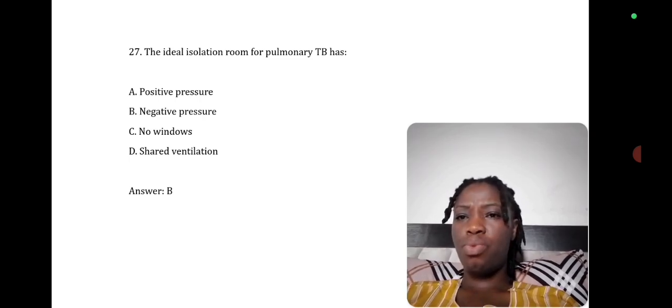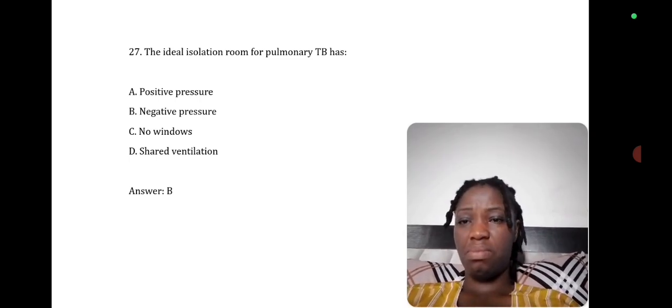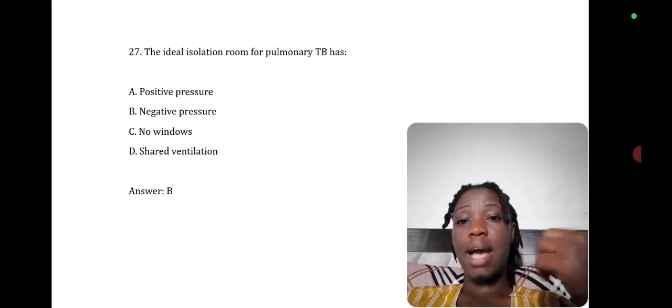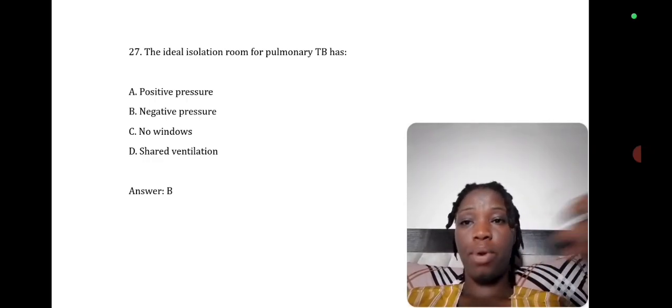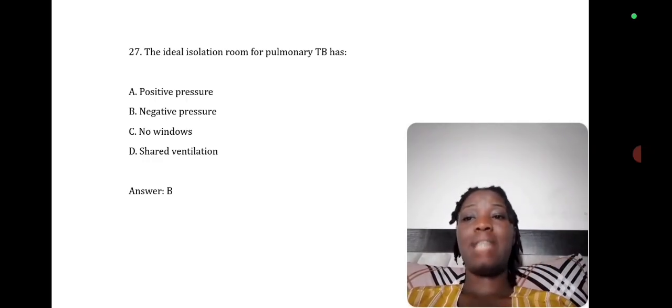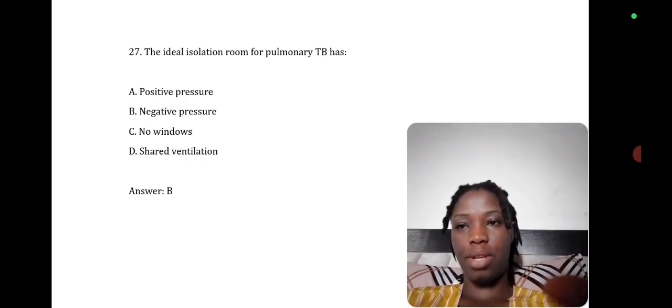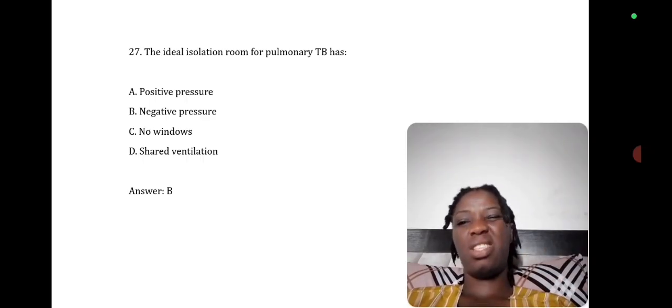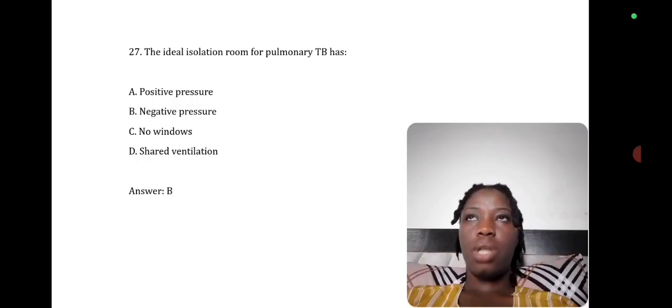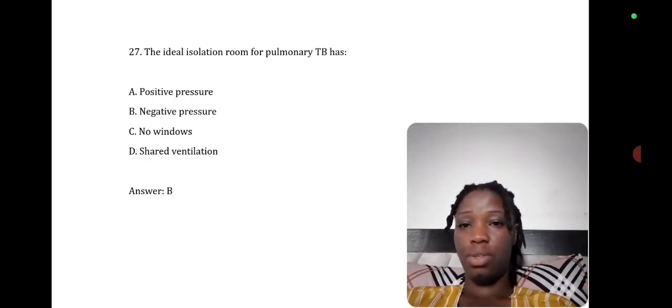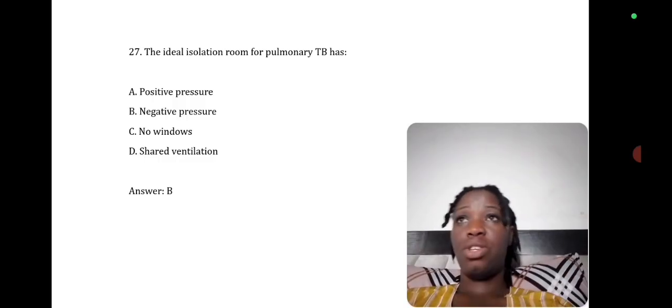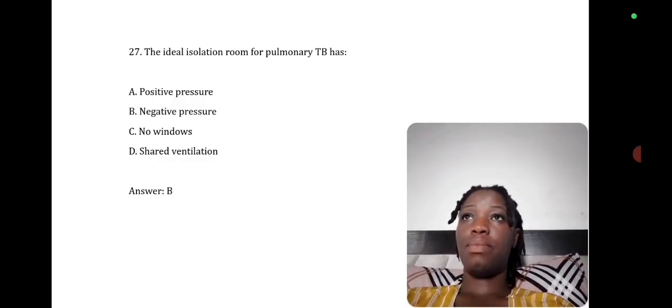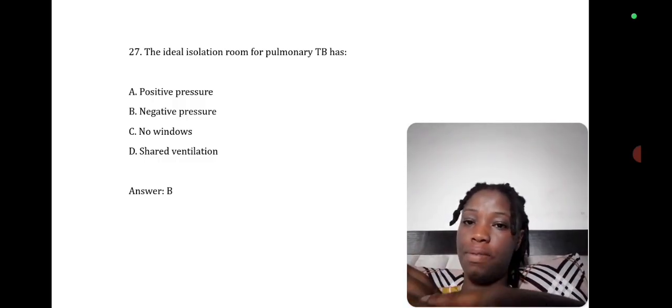All right. Number 27. They say the ideal isolation room for TB. We've said it before, TB, that you need isolation, airborne isolation. They now say, what is the ideal isolation room? They are talking about the pressure that you need. Is it positive pressure? Is it negative pressure? Is it the ones that you block all the windows? Or the one that you do shared ventilation? Isolation rooms are naturally either positive or negative.